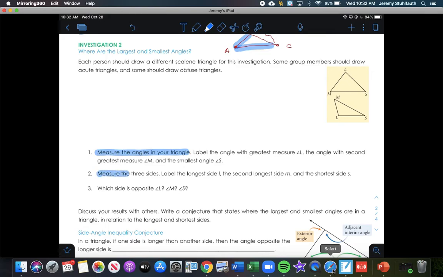Then you would measure the three sides. You would label the longest side L, the second longest side little m, and the shortest side little s. And then what you want to take a look at is, do you notice anything about which side is opposite which angle? So let's take a second to look at this on Desmos.